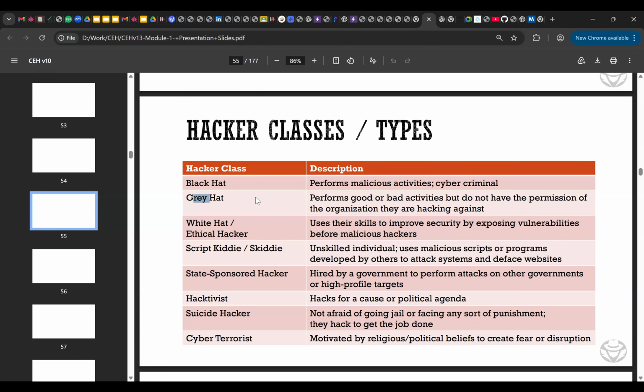Then we have activists. Activists are those who hack a system for a cause or a political agenda. Then we have suicide hackers. Suicide hackers are hackers who are not afraid of going to jail or facing any sort of punishment. They just hack to get the job done. Then we have cyber terrorists. Cyber terrorists are those highly motivated by religious or political beliefs to create fear or disruption in society.